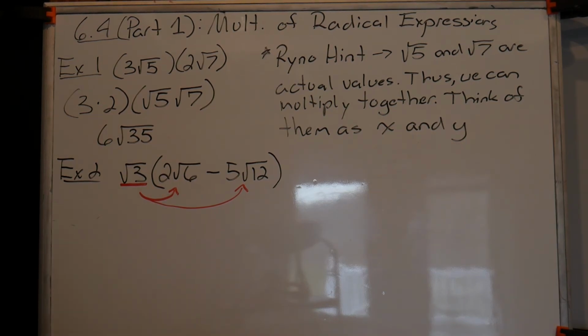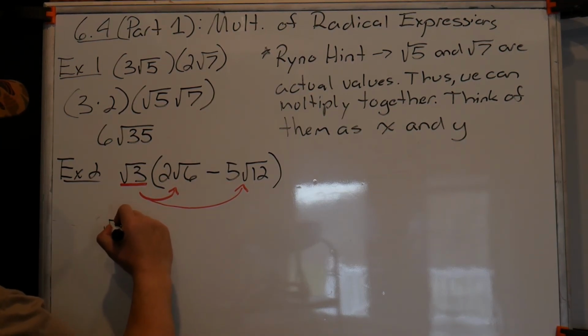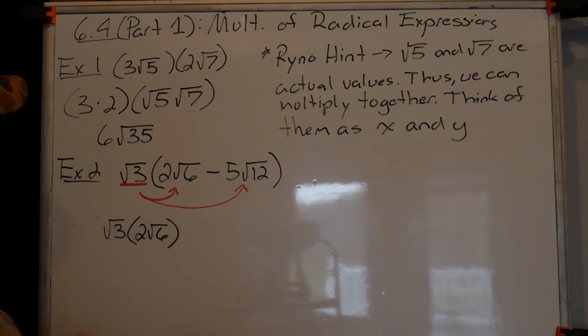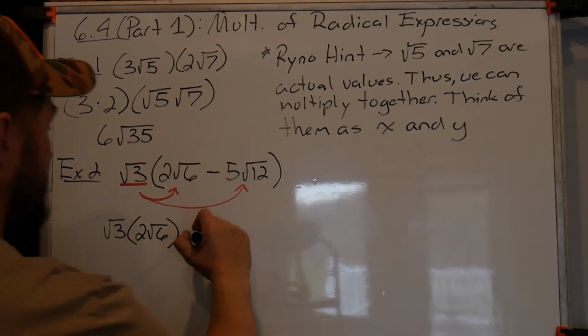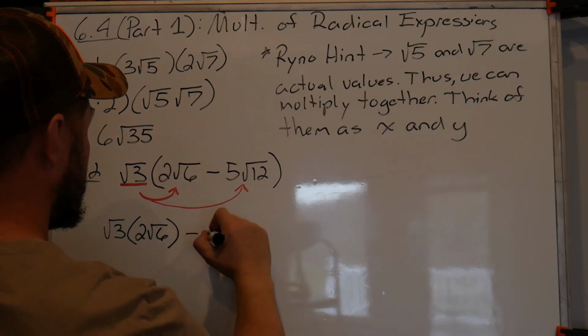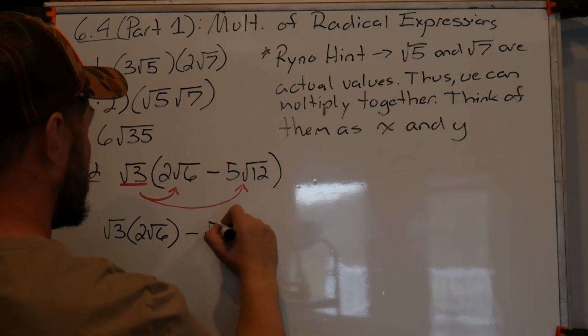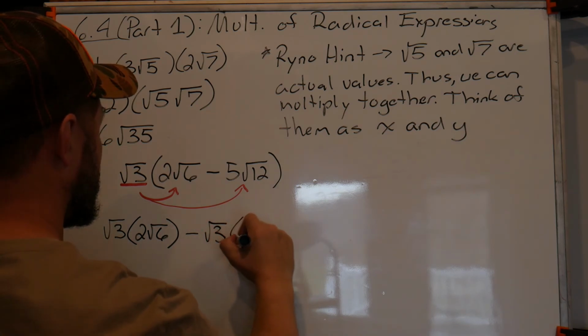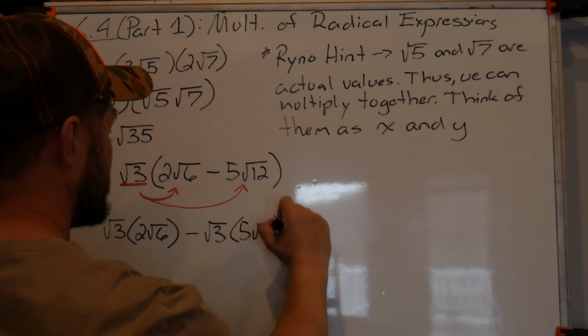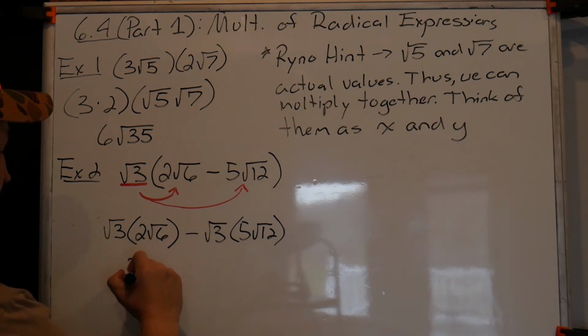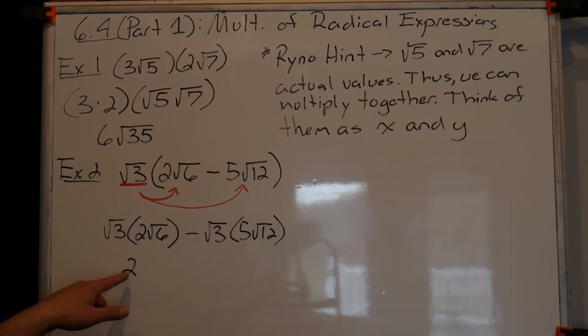So using the distributive property, we have square root of 3 times 2 square root of 6. And then we're subtracting, and I'm going to write it out front, but we have a positive times a negative, so you know it's a negative. Square root of 3 times 5 square root of 12. Well, when we get a case like this, we're multiplying the radicals together. Don't really worry about the 2. The 2 is just going to stay in place.